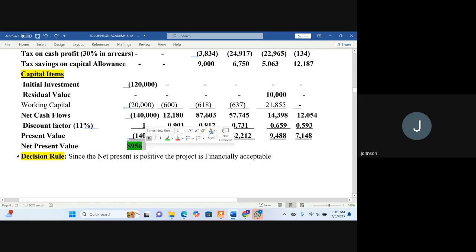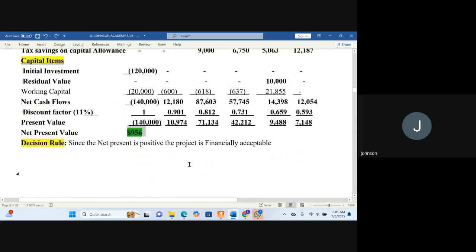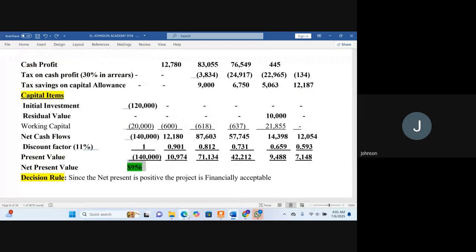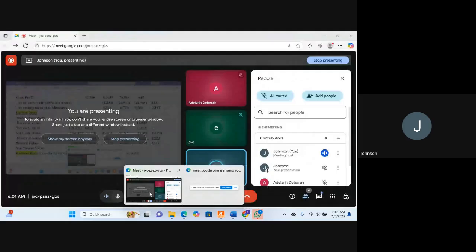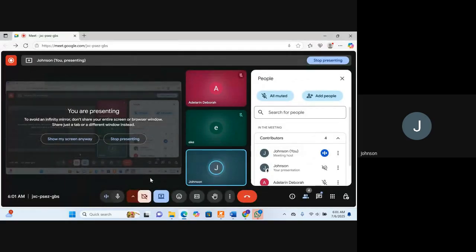You can see that this is positive. Because it's positive, we need to accept the project. Decision rule: since the NPV is positive, the project is financially acceptable. So with this, we have come to the end of this NPV. Thank you for staying tuned.